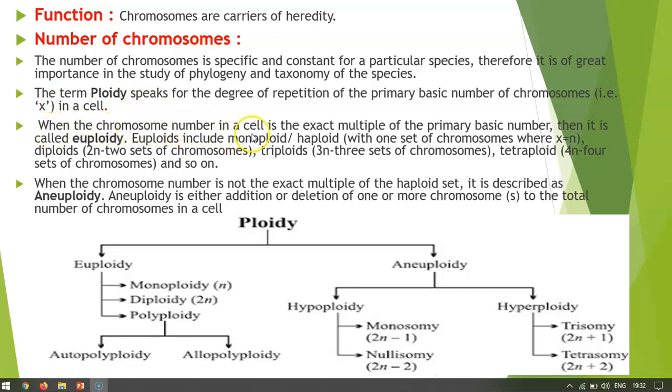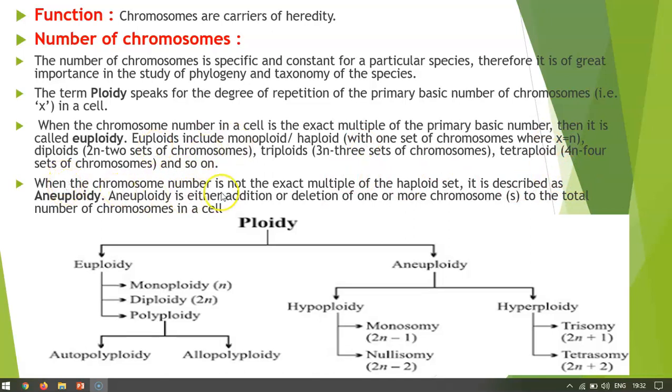When the chromosome number in a cell is the exact multiple of the primary basic number, it is called euploidy. So basically, your complete set of chromosomes present in a cell is an example of euploidy. Euploidy includes monoploidy or haploid, where you have only one set of chromosomes, where X is just N. Diploid is 2N. I said single is 23 in humans, and diploid it will be 46, or say two sets, 23 pairs of chromosomes. You also have triploid conditions where it's 3N, tetraploid condition where it is 4N, and so on.